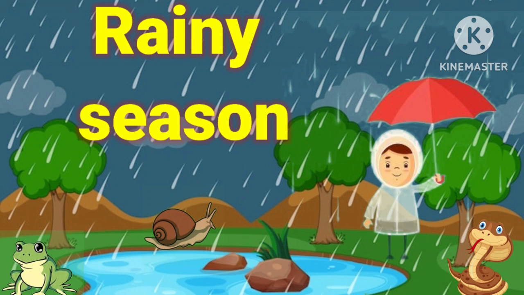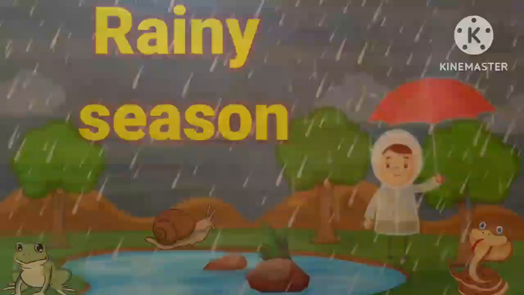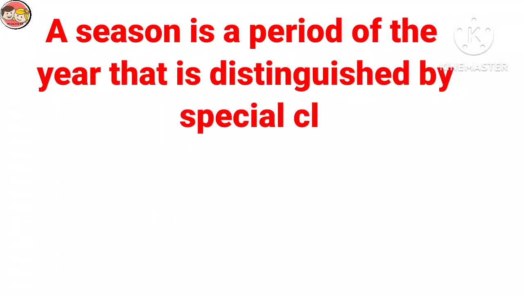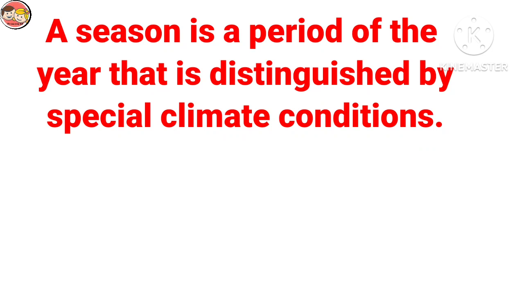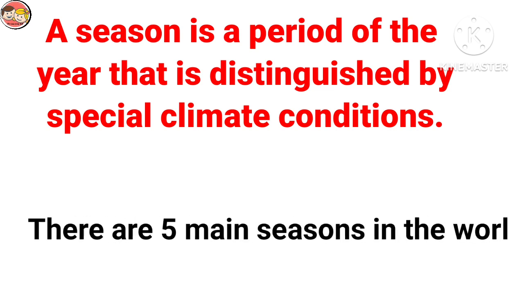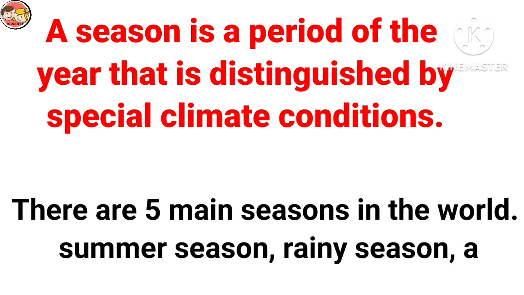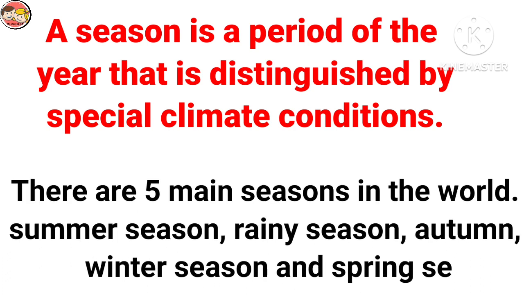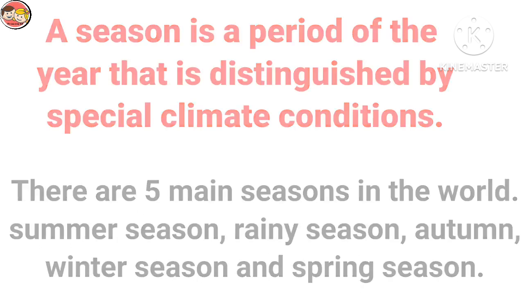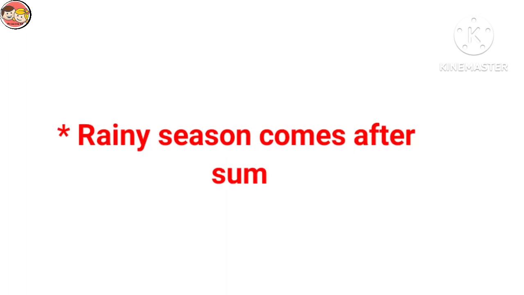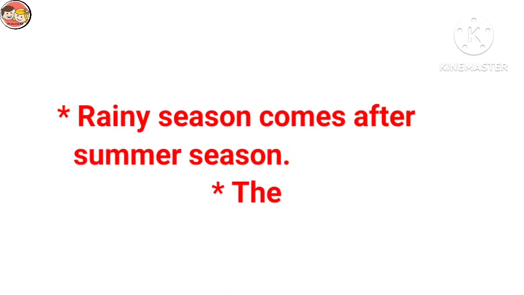So first let us know what is season. A season is a period of the year that is distinguished by special climate conditions. I repeat, a season is a period of the year that is distinguished by special climate conditions. Actually, there are 5 main seasons in the world: summer season, rainy season, autumn, winter season, and spring season. And today we are going to discuss about rainy season.